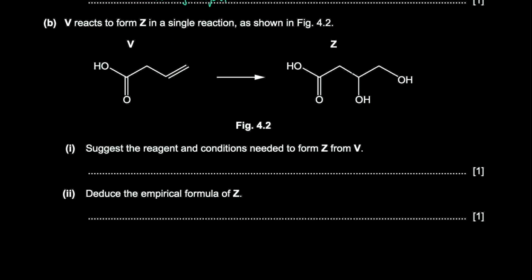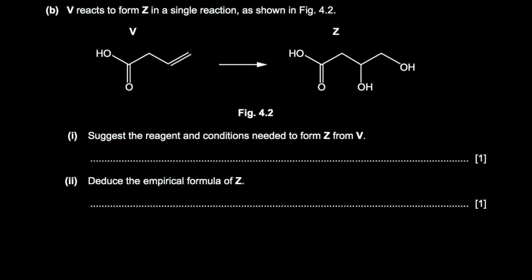V reacts to form Z in a single reaction as shown in figure 4.2. Suggest the reagents and conditions needed to form Z from V. What we're doing here is converting an alkene, a carbon-carbon double bond, into a diol. So we're adding two OH groups in a single reaction. For this, we're going to use cold dilute acidified manganate 7, or cold dilute acidified potassium manganate 7.